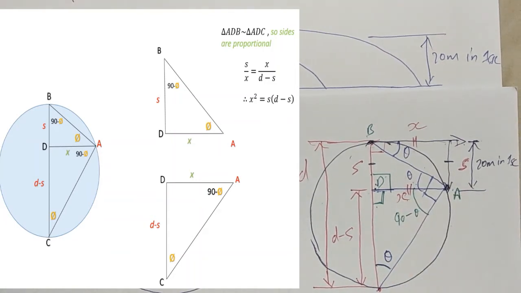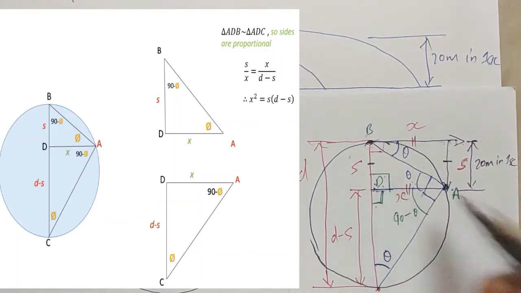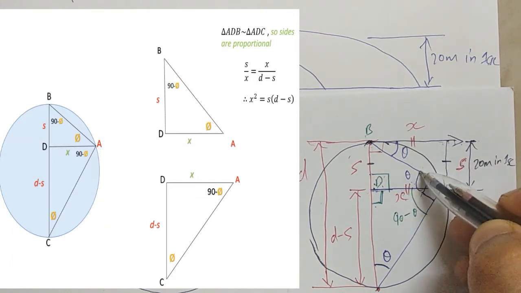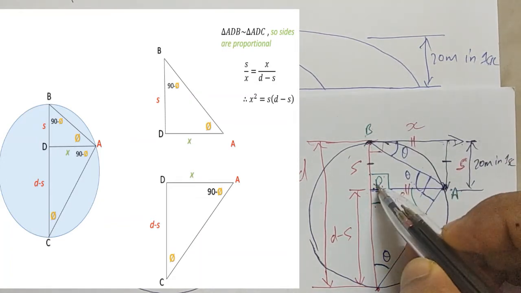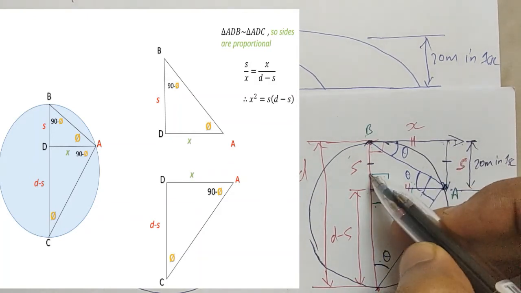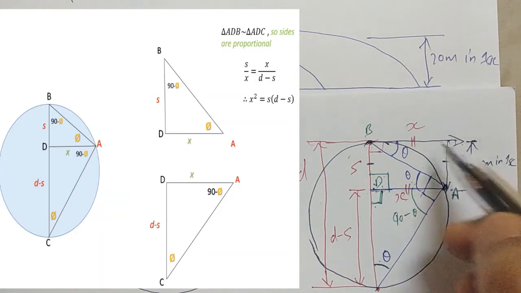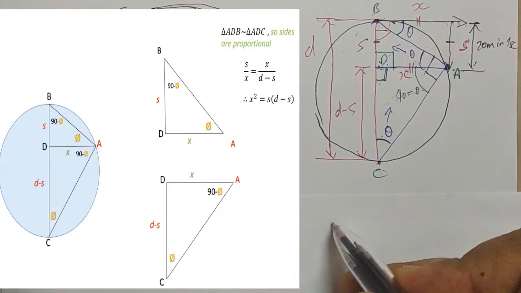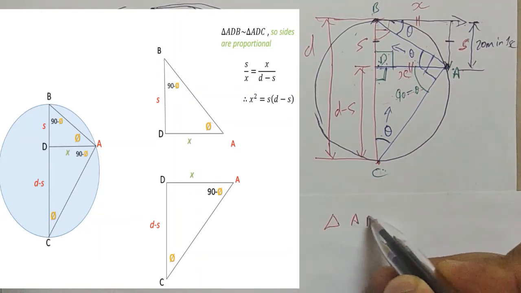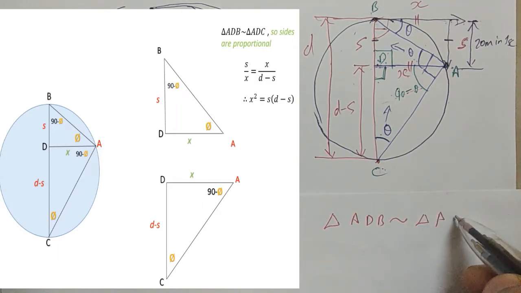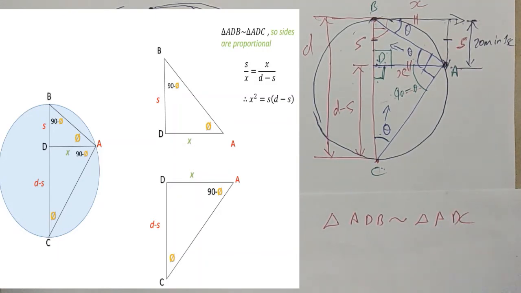So in triangles ABD and ACD, angle BAD is equal to angle ACD, that is theta and theta. Also this is 90 and this is 90, so the conditions to make these two triangles similar have been satisfied. So triangle ADB is similar to triangle ADC, so that means the sides would be proportional.